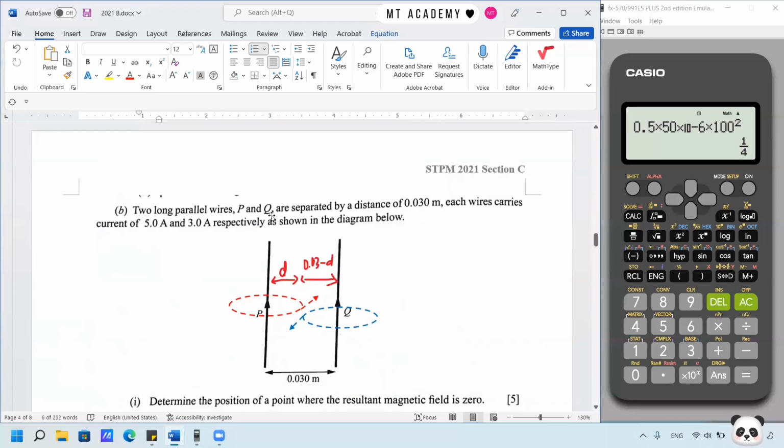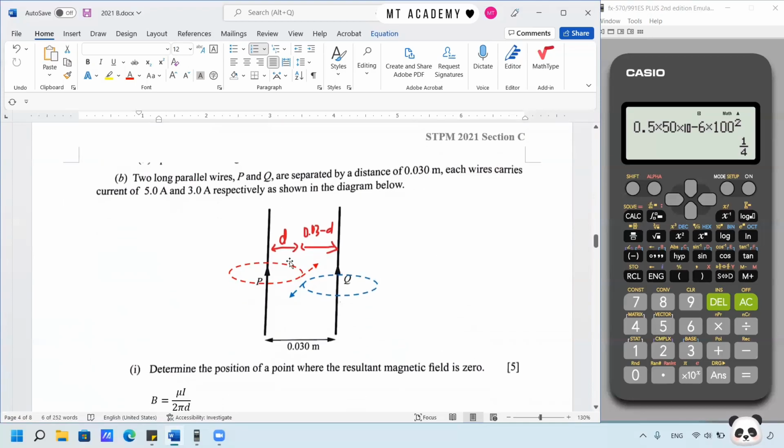Two long parallel wires P and Q are separated by a distance of 0.303 meter. The wires carry currents of 5 and 3 ampere, as shown in the diagram. Both are flowing in the upward direction. If you apply the right-hand grip rule, the magnetic field produced by P is in the anticlockwise direction. For P, it will be into the page, while for Q it will be out of the page. So the magnetic fields produced by P and Q are in opposite directions.